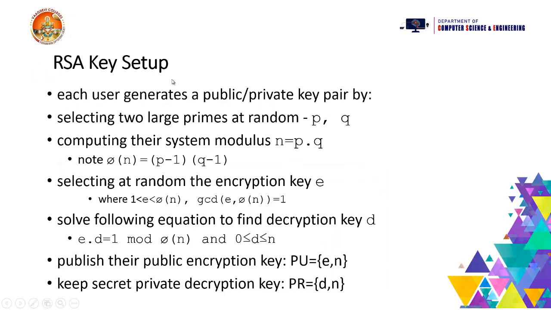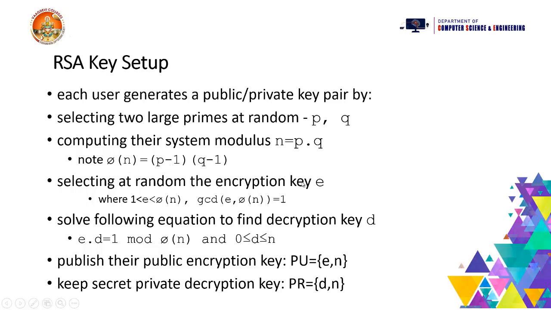RSA is a public key cryptographic algorithm, so it will generate two keys, public key and private key. For that we have to follow the following steps. The first step is to select two prime numbers P and Q. Then calculate n equals P into Q. Next, calculate Euler's totient, that is phi of n. Phi of n equals P minus 1 into Q minus 1.